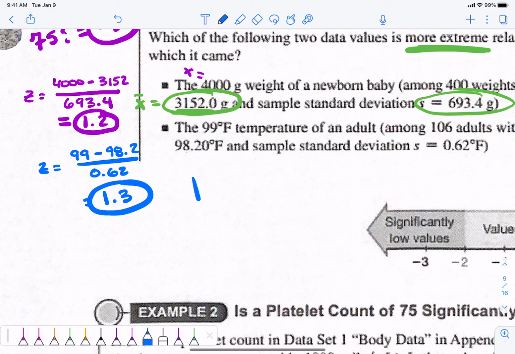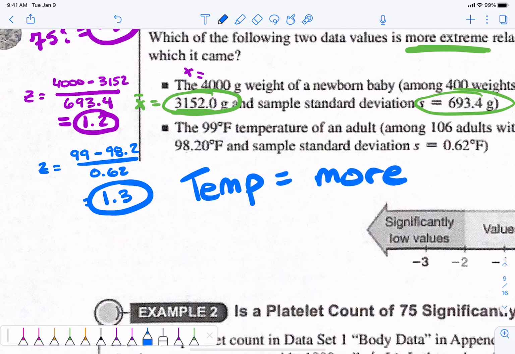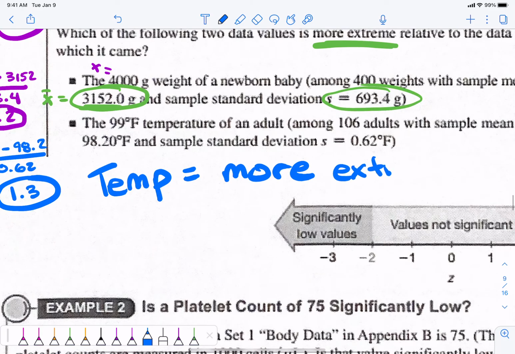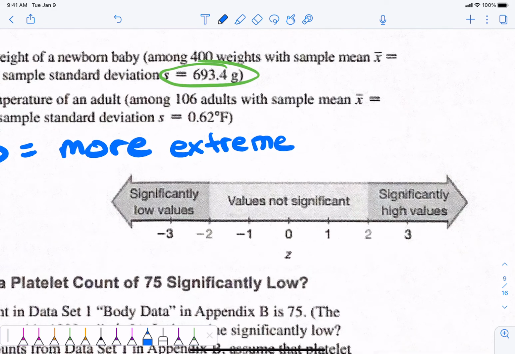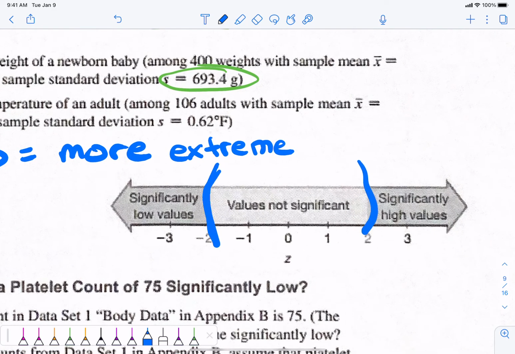So which one has a more extreme value? The temperature one. Temperature equals more extreme. And when I say more extreme, that's how out of the ordinary it is, right? So having a temperature of 99 is more out of the ordinary than having a baby born at 4,000 grams. That one's a more extreme value, more out of the ordinary. Make sense? Okay, so we've talked about significantly high, significantly low. Values that are not significant are here in the middle between 2 and negative 2. Those are the people that are just kind of normal people, right? Okay, significantly high values, significantly low values.